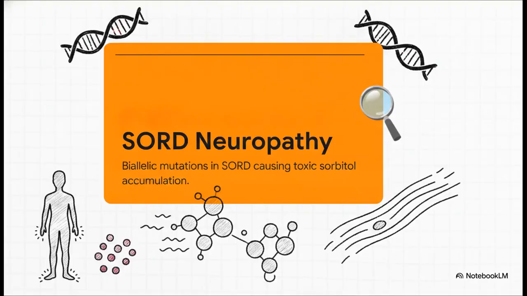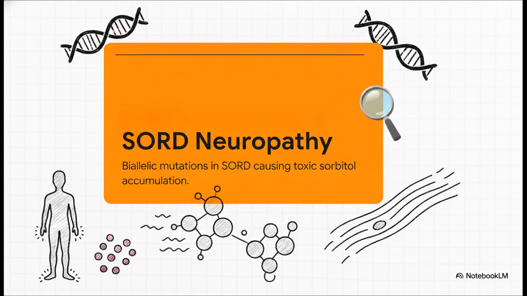We've also got to define some highly specific hereditary metabolic entities. Take SORD neuropathy, which has recently been recognized as the most common recessive axonal neuropathy. It's caused by biallelic sorbitol dehydrogenase mutations, and that leads to this massive, toxic accumulation of sorbitol.